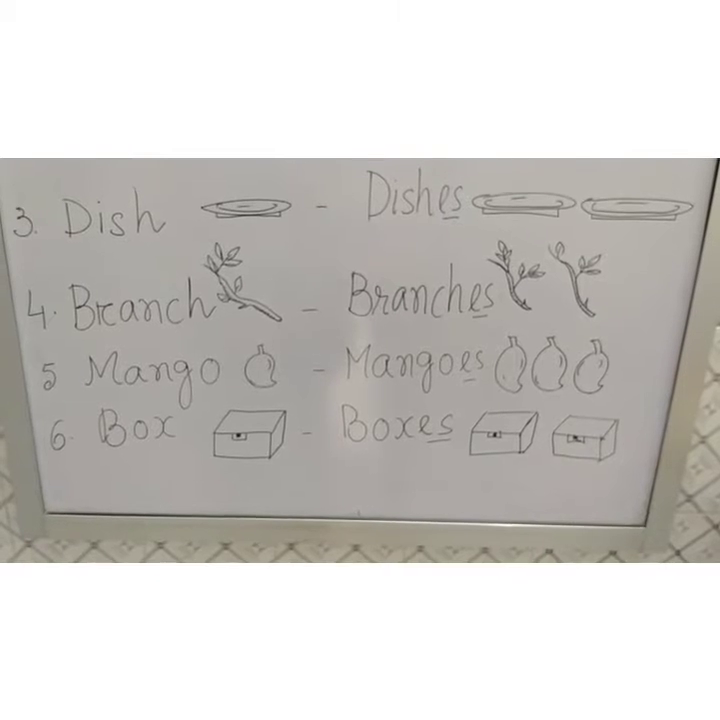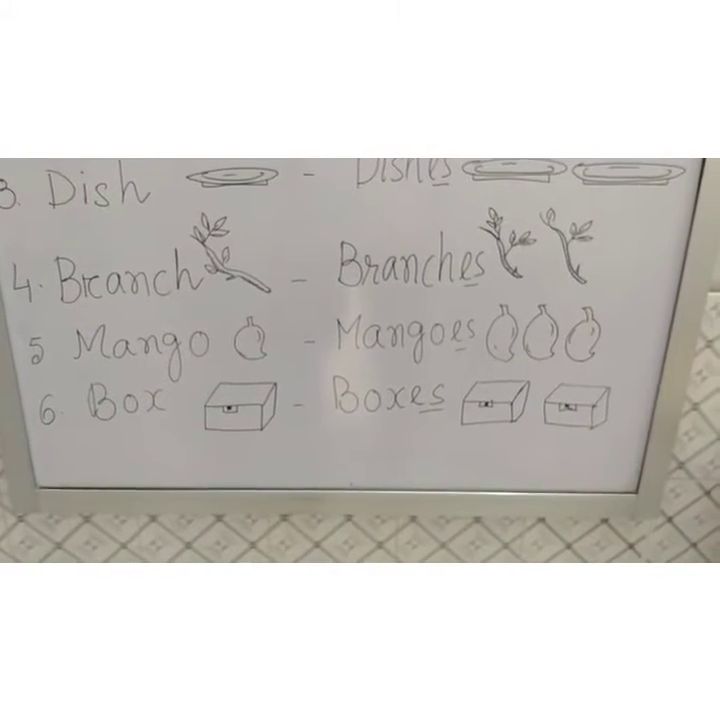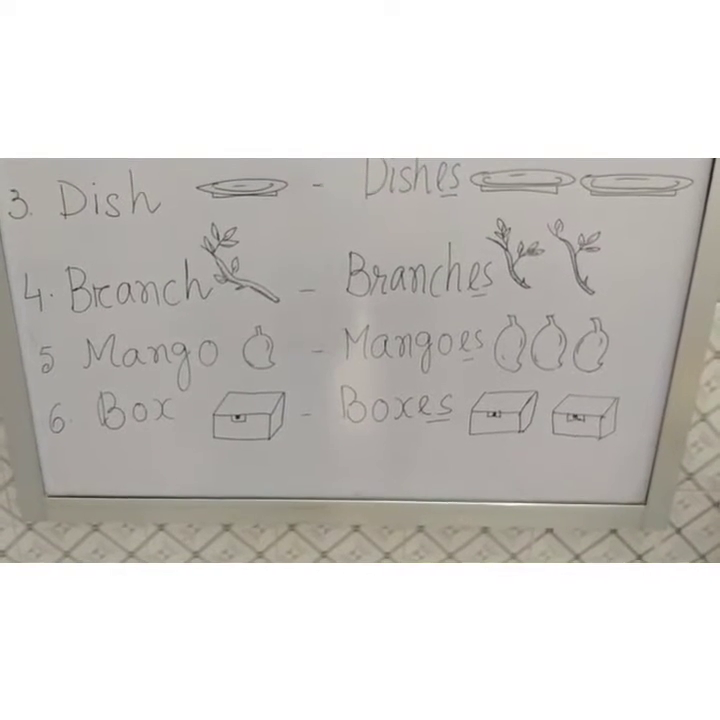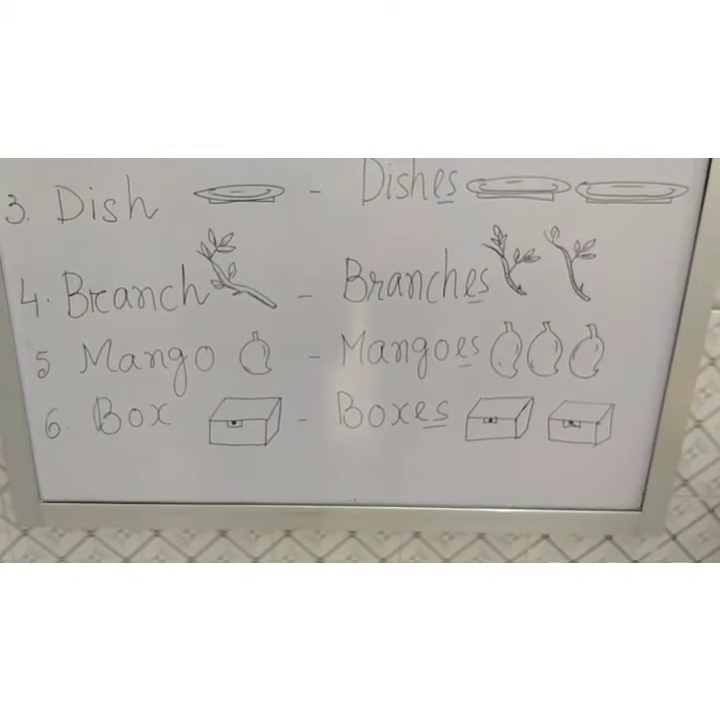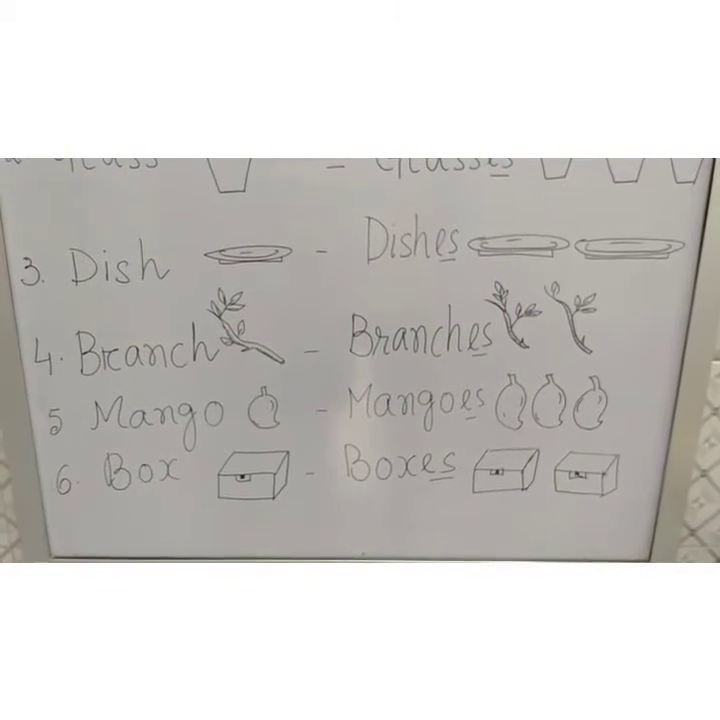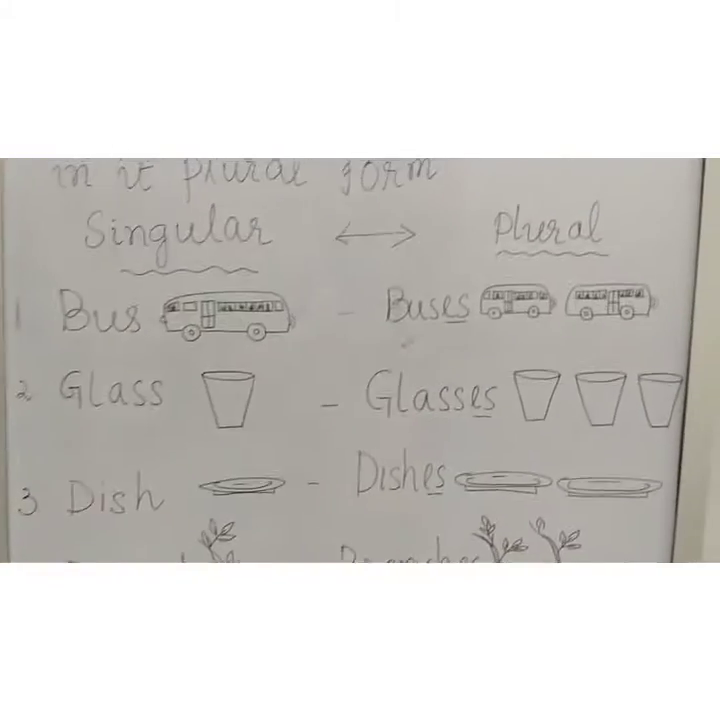Fifth one, mango, ends with o. In its plural form, mangoes. Sixth one, box, ends with x. If it is one box, box. If it is more than one box, boxes. This is how we change a noun from singular to plural by using es.